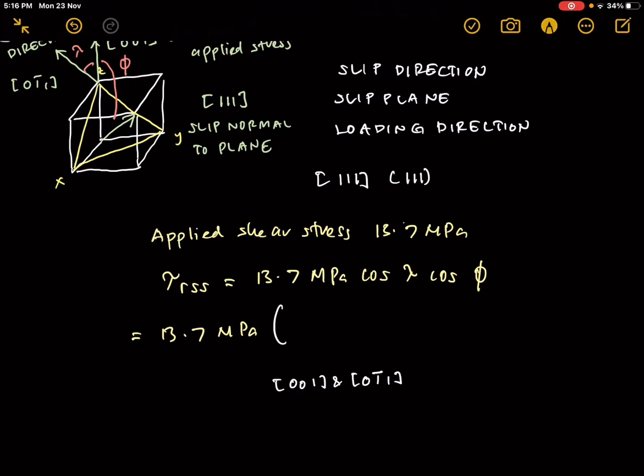So 0 times 0 plus 0 times -1 plus 1 times 1, divided by the square root of 1 times the square root of (-1) squared plus 1 squared, since we only have 1 here.